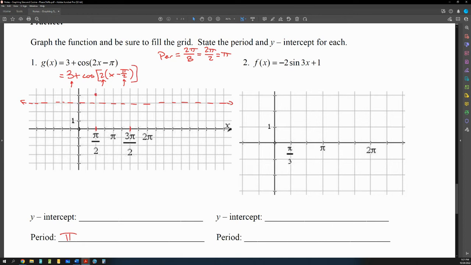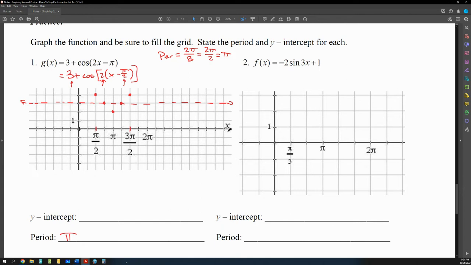So remember, the regular cosine starts above the midline. It comes down, hits the midline, then hits a minimum, hits the midline, and then hits that maximum. So here's the one cycle that we're graphing. Double check before you fill in the rest of the grid that this is shifted up 3. It's got a period of pi, and then it's shifted to the right pi halves units, not in that order.